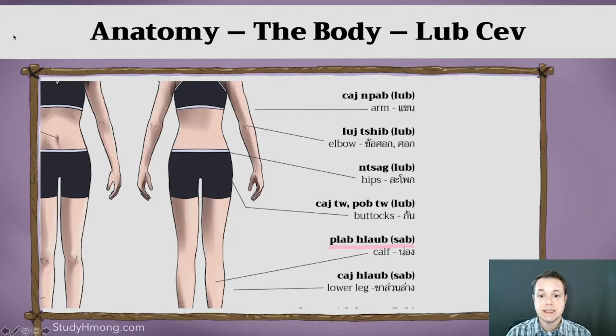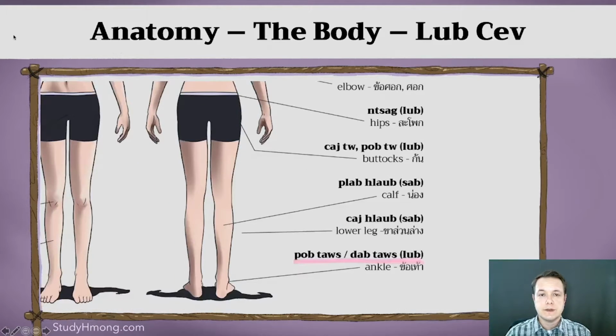Then we have the calf, which is bla lao. Classifier is sha. Next we have the lower leg, and that's referred to as jia lao. And the classifier is sha. Next we have the ankle, which is pronounced bo tao, or da tao. And the classifier for that is lu.